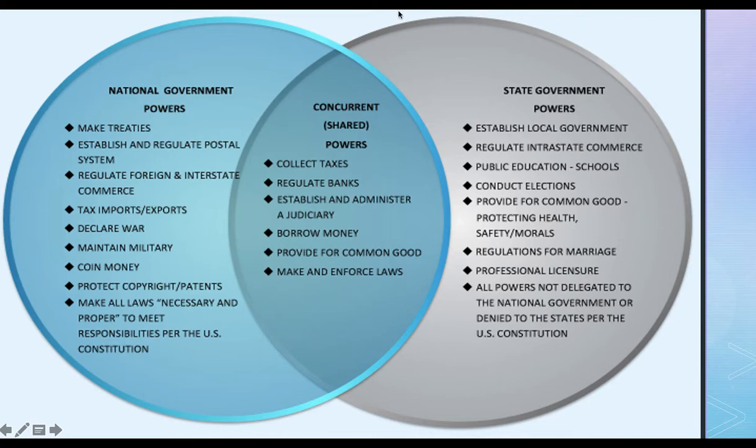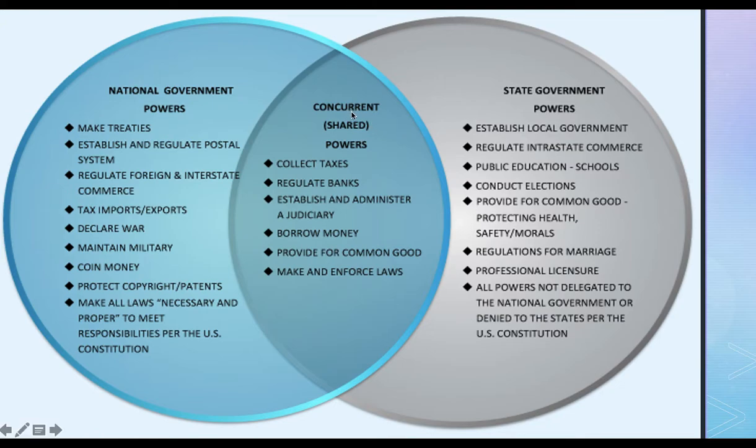Now, if it's on the right-hand side in the gray or silver, what you want to think of is these are state powers, but what it will be referred to as is reserve powers. These powers are reserved for the states. And so the Constitution specifically grants these powers right here for the states. If they don't, the 10th Amendment will, which we'll talk about here in a second.